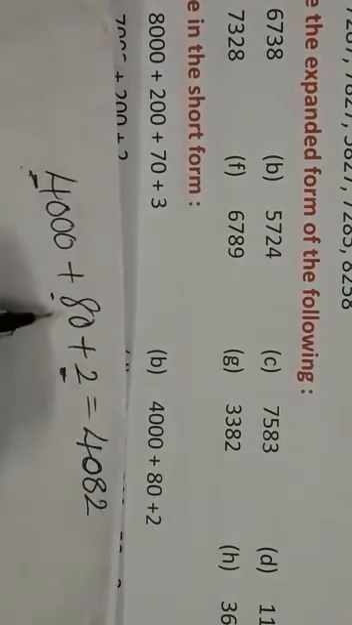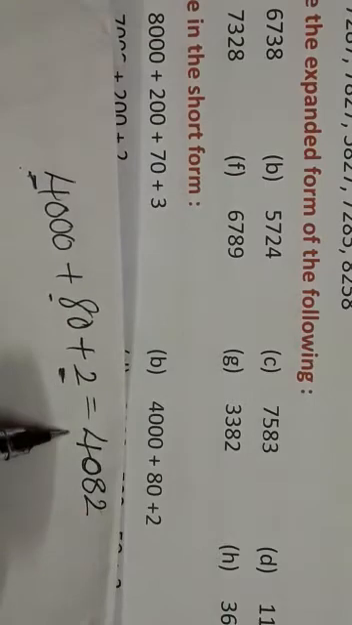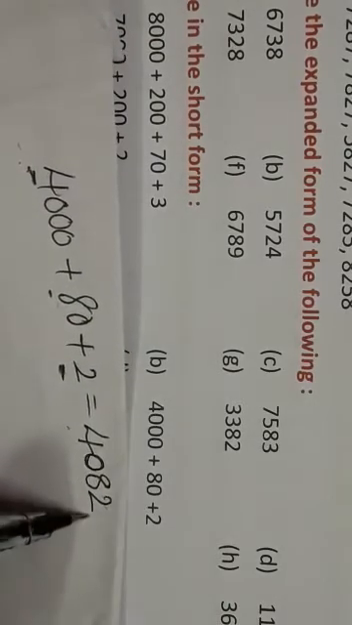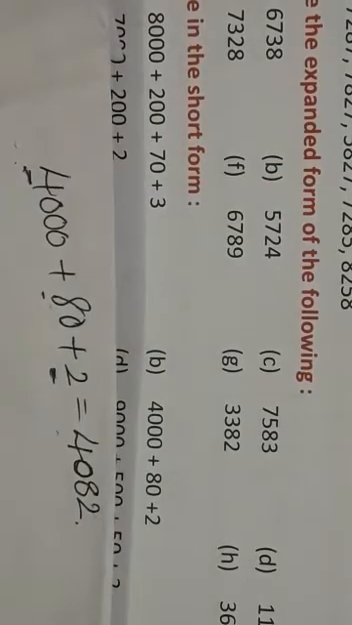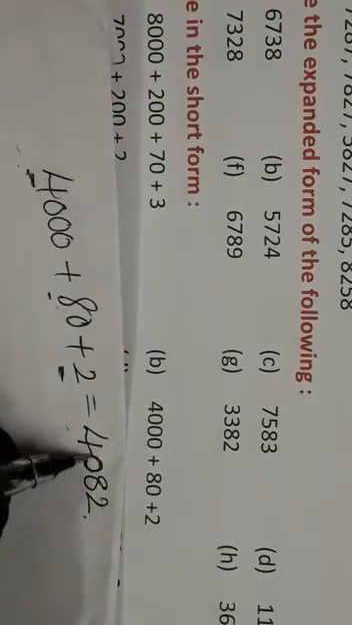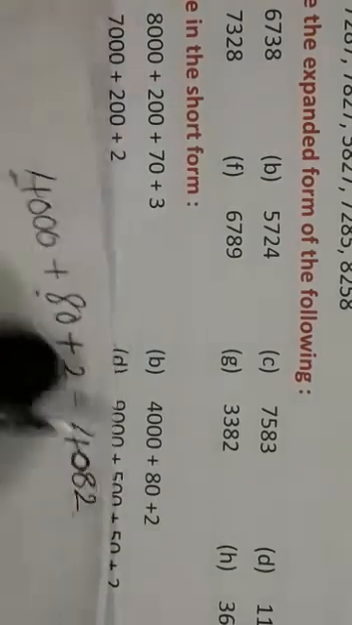It's 4082. There is no number at 100 position, so that's why we put 0. We write 0 at 100 position.